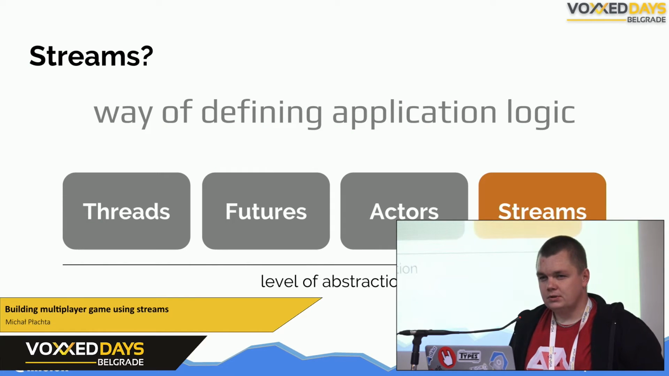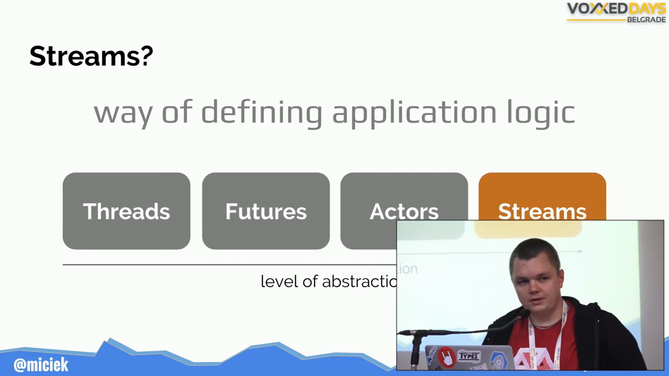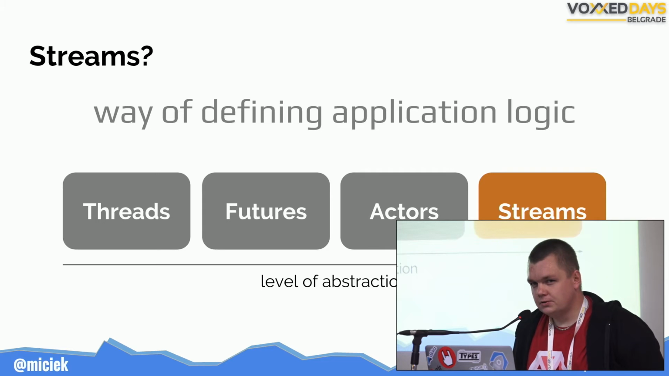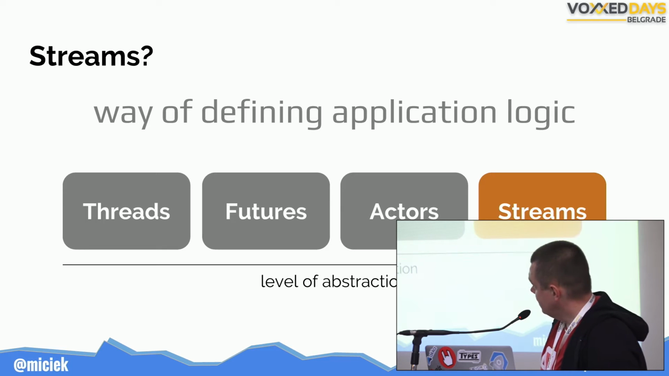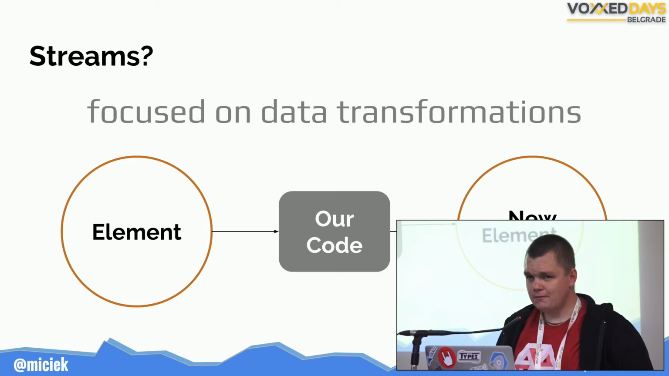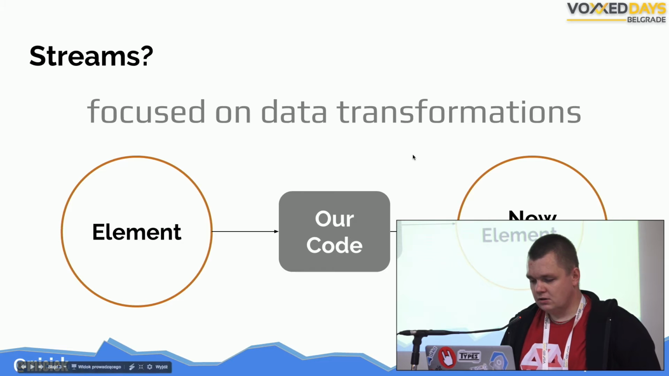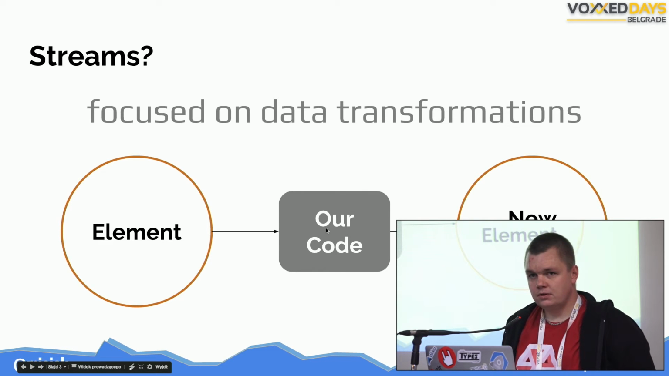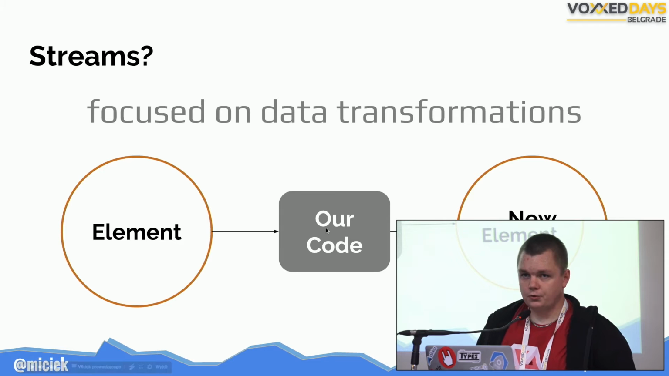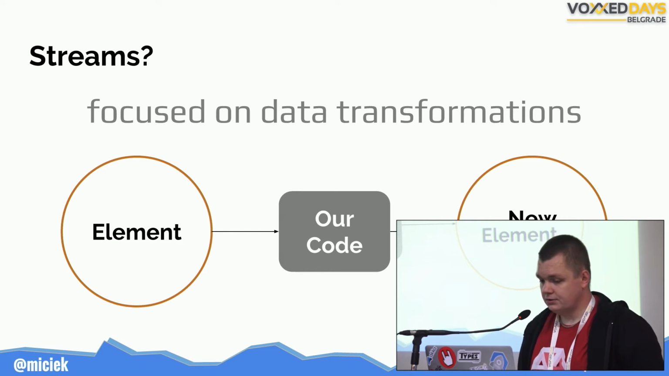What are streams? Streams are just yet another way of defining application logic. They are also a concurrency model. And from those on the slide, streams are the most abstract. Why? Because we are focusing on data transformations. And the square in the middle, the gray one, is the only user code, the only code you write. You just take one element and return another one. So that's why streams are the most abstract of those concurrency models.